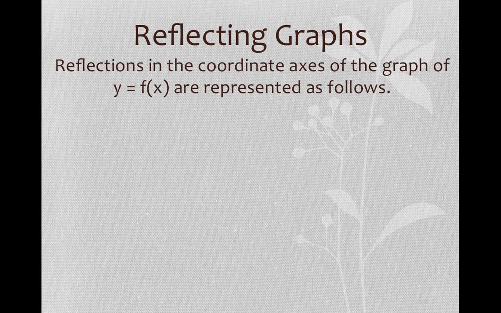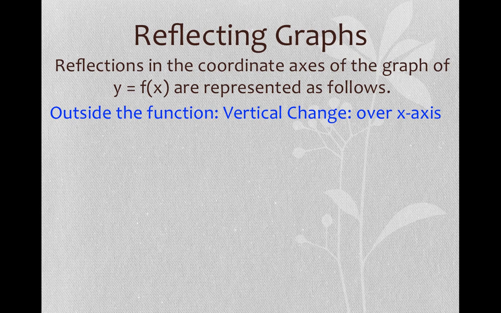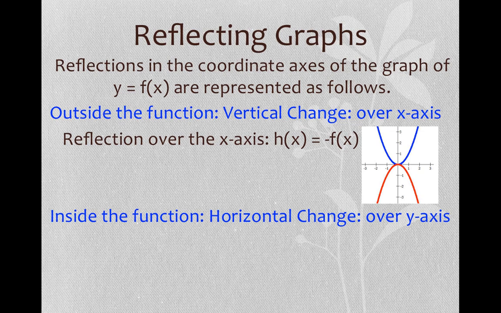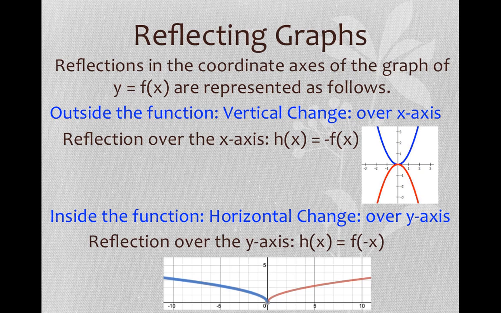Reflections in the coordinate axes of the graph of y equals f of x are represented this way. Outside the function is a vertical change over the x-axis. It's a reflection over the x-axis. h of x equals the opposite of f of x. Inside the function is a horizontal change over the y-axis. It's a reflection over the y-axis. h of x equals f of the opposite of x.